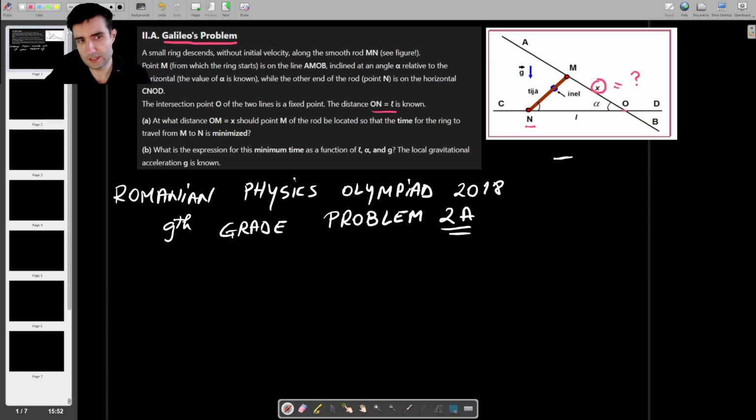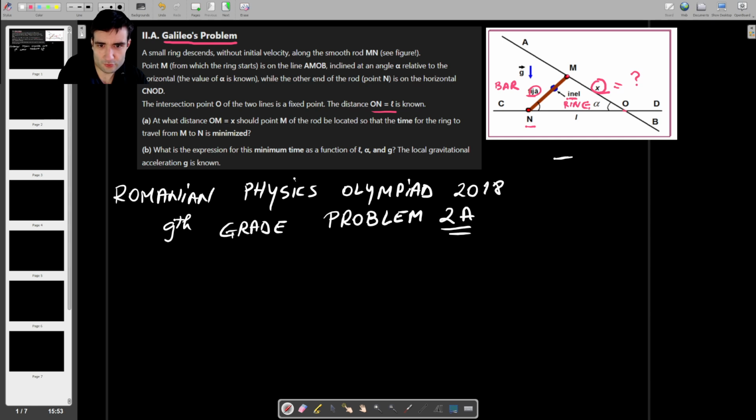So let's try to summarize it. Point M is fixed somewhere on line AB. We don't exactly know where because that is given by the x coordinate. Once we fix point M on that line, we release a ring. I just realized that those are Romanian words. So basically this means ring, and this is referring to the bar, MN. Anyway, we're trying to fix point M somewhere on that line AB so that when we release the ring from point M, it will slide down the bar in the smallest amount of time.